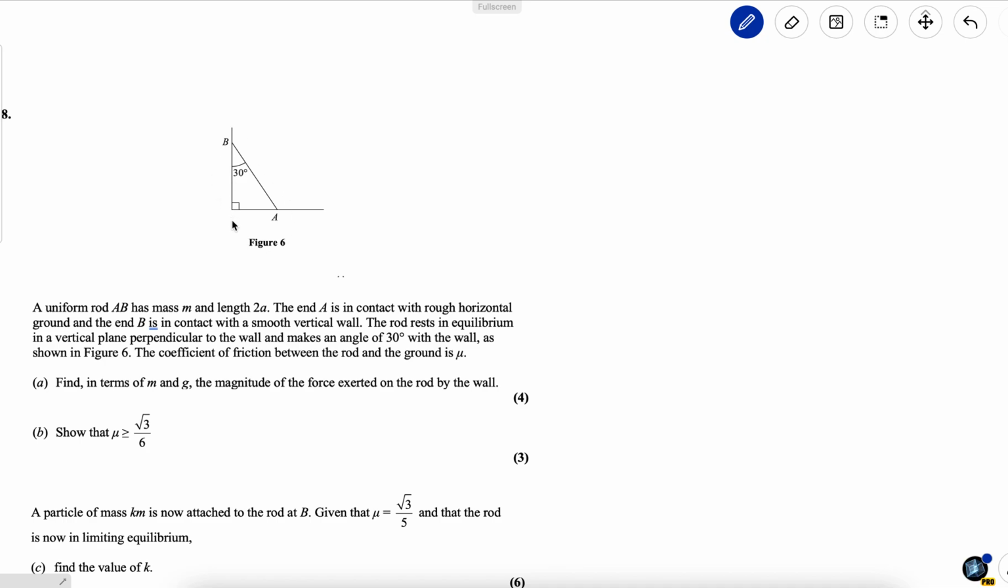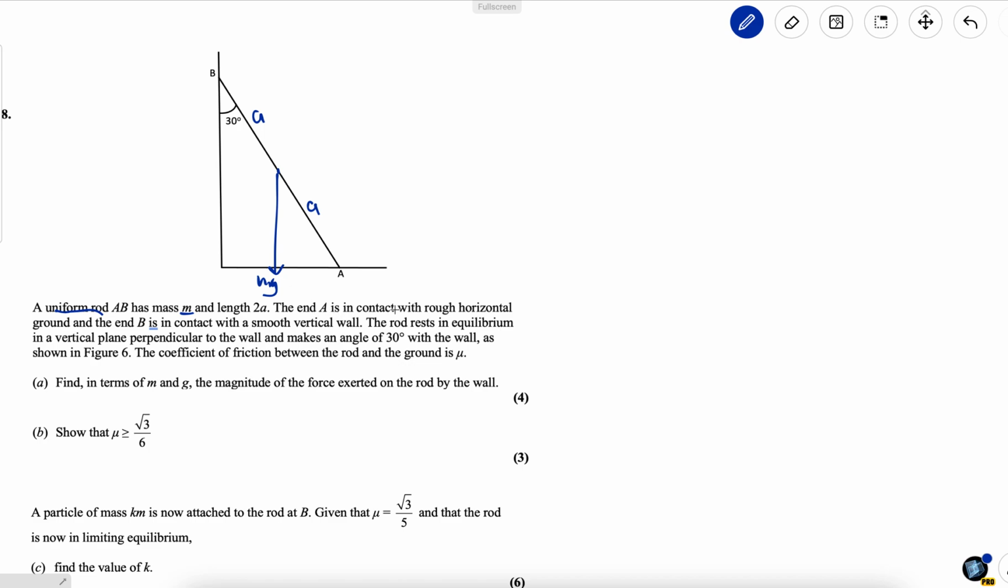This is a ridiculously small diagram to mark all of those forces on. So I'm going to use a larger diagram, and I would recommend you do the same. A uniform rod, AB, has mass M, so that means that its weight force is acting at the centre of the ladder, vertically downwards, and length 2A. So if the length is 2A, then here to here is A, and here to here is A.